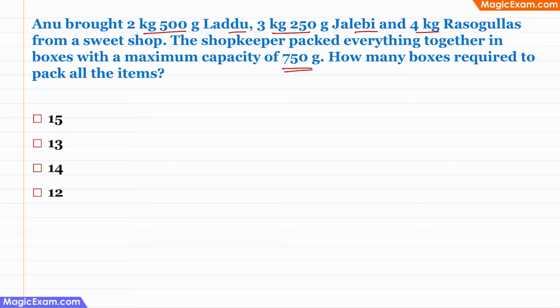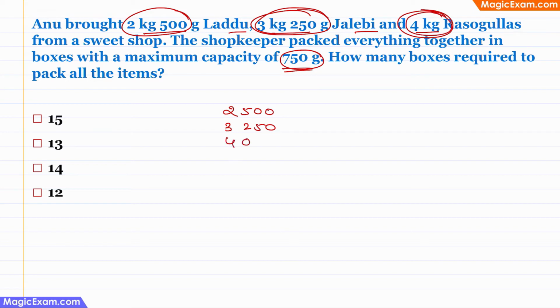So since the capacity of the box is given in grams, right, we have to convert all of these other quantities also into grams. So 2 kgs 500 grams is nothing but 2500 grams, and 3 kgs 250 grams is 3250 grams, and 4 kilos is 4000 grams. So if we add all of this together, we get 9750 grams. So now what is the capacity of the boxes into which these sweets are to be packed? That is 750 grams per box.